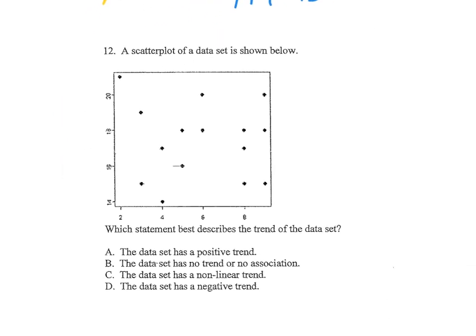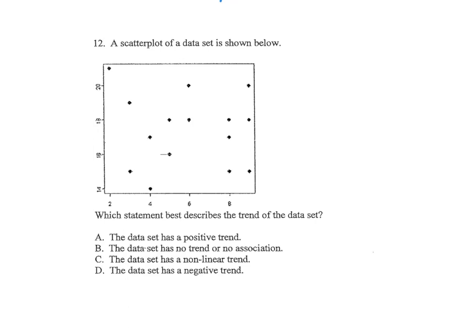Okay, number 12. A scatter plot of a data set is shown below. Which statement best describes the trend of the data set? Well, just looking at it, it's all over the place. It makes no sense. It wouldn't be useful. This would be like comparing your grade to your height or your shoe size.